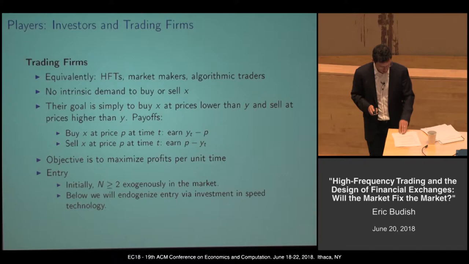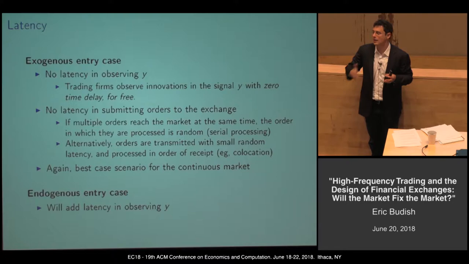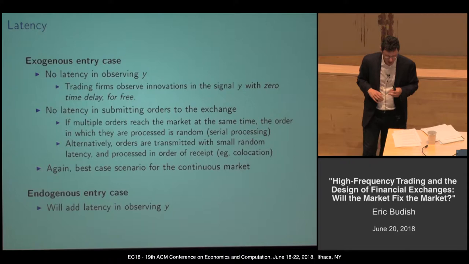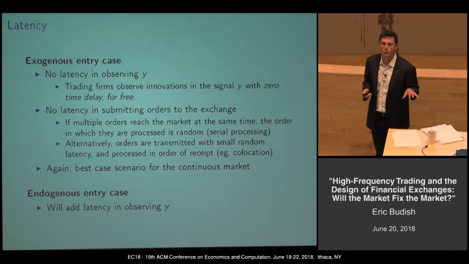Initially, I want to assume away all sources of latency. So when Y changes, all market participants see this immediately, can act on this immediately, no latency in interacting with the exchange. And again, I'm trying to create a best case scenario for the continuous market to try to isolate the core market design problem. I'll add latency in a few moments when we endogenize entry.